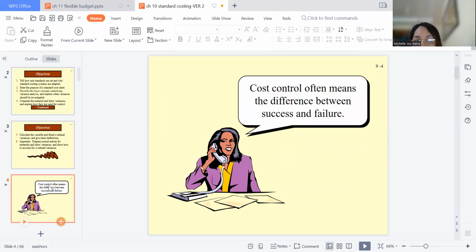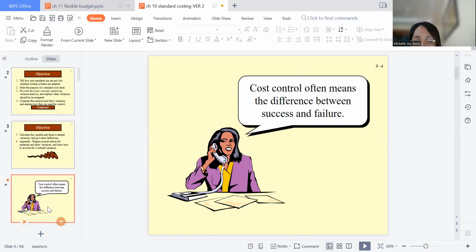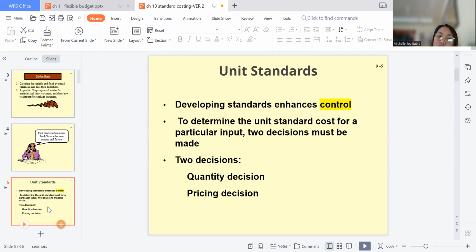So the main topic here, class, is variances, but it involves cost control. As stated here, cost control often means the difference between success and failure. So how do we control cost? In controlling cost, we develop unit standards, because it enhances control.